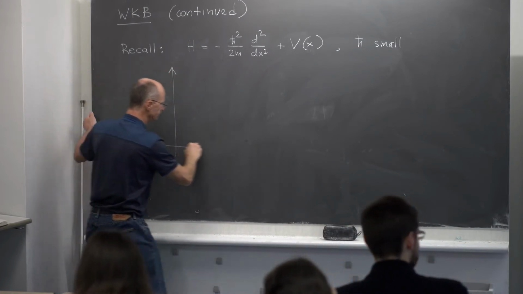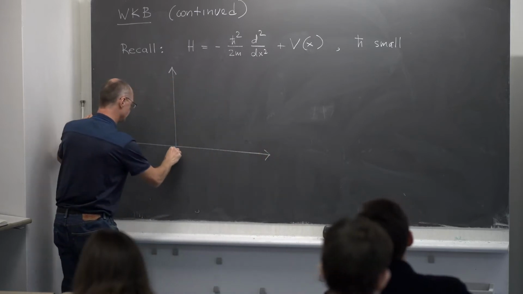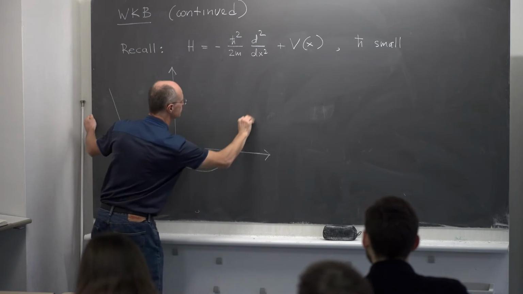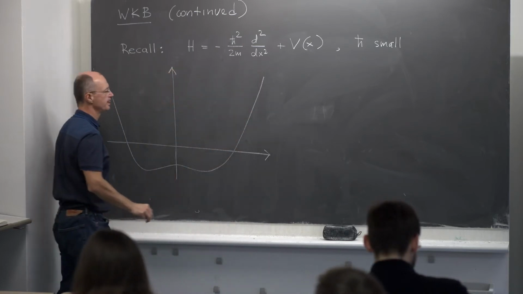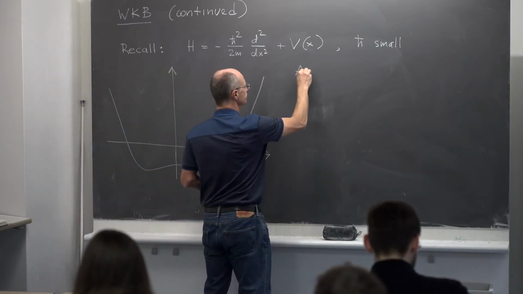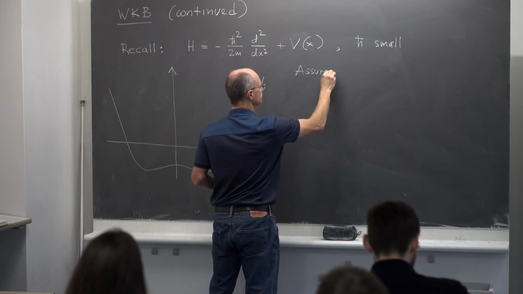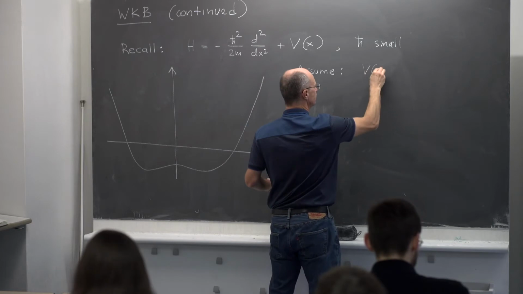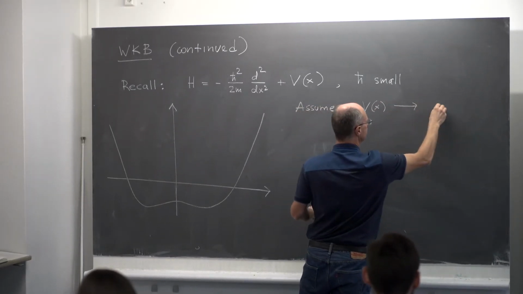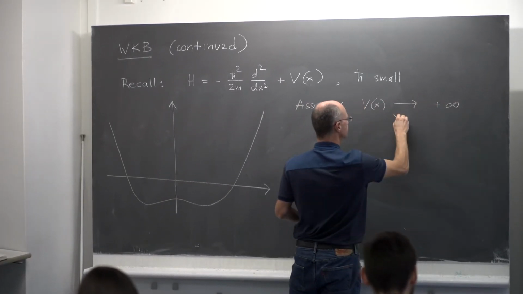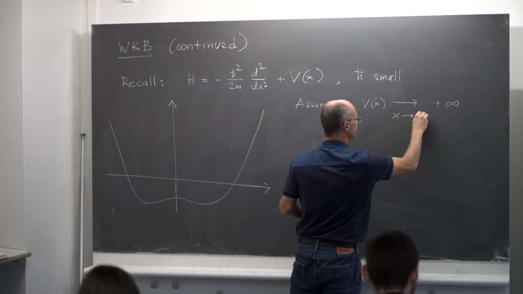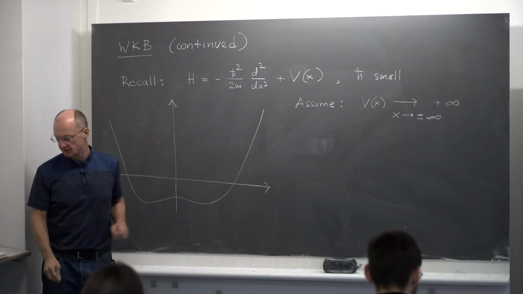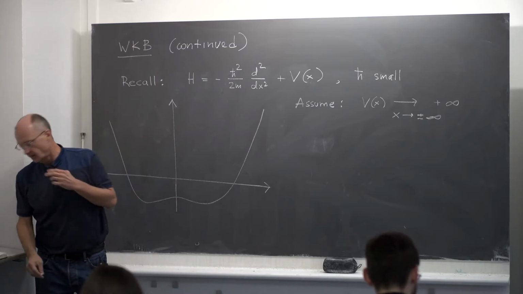Let me redo or try to redo the drawing that I did last time. So we assume many things about the potential. First of all, it goes to infinity when x is sent to plus or minus infinity. So as depicted here on the drawing.